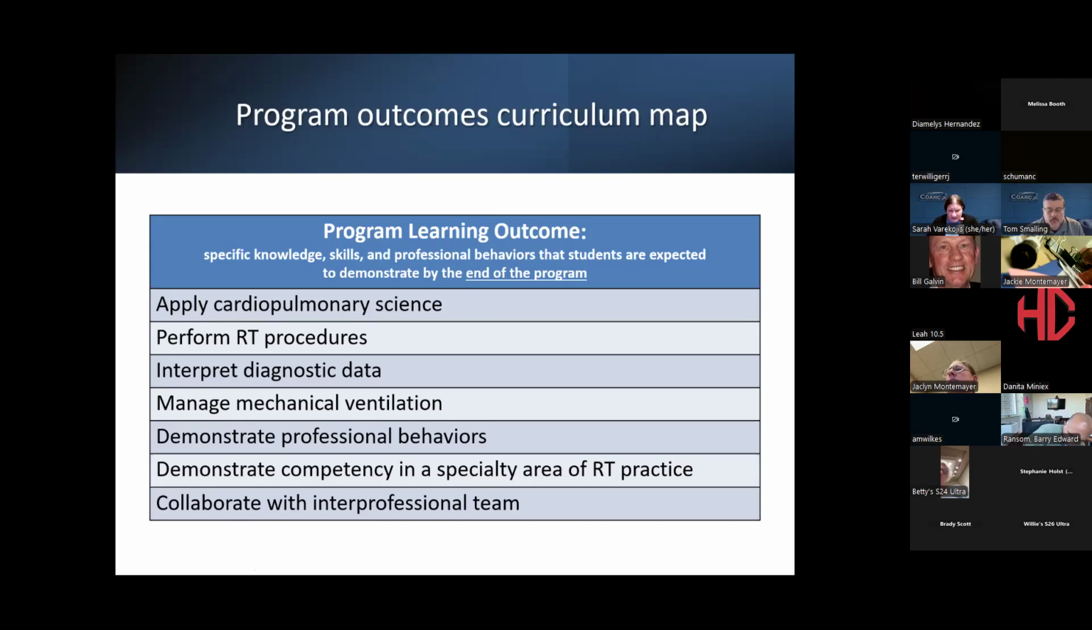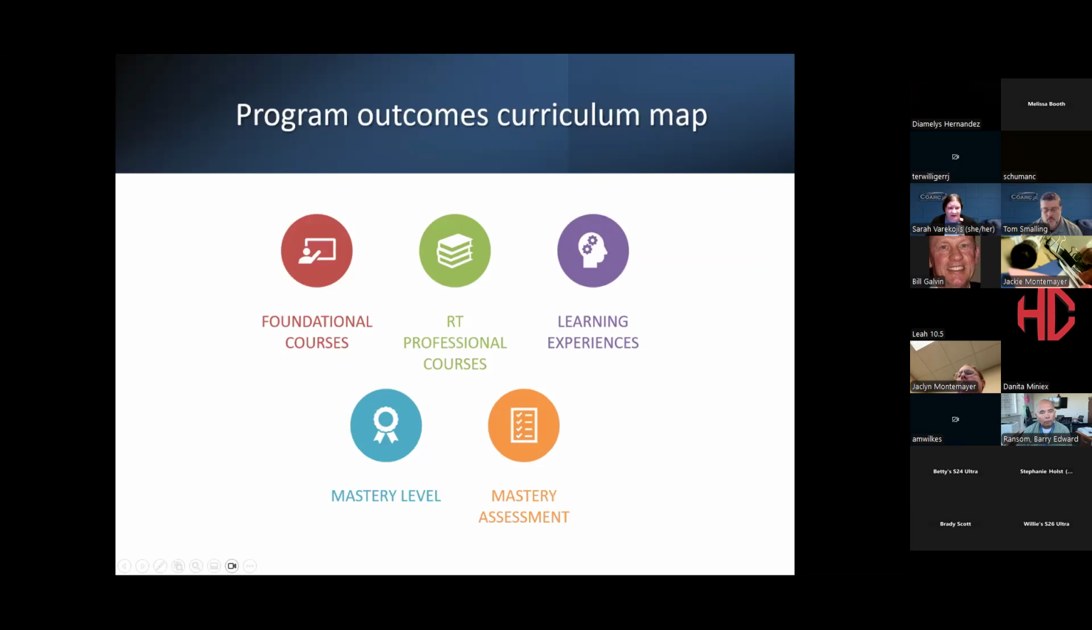These also all start with action verbs. Again, carefully choose your words when you're developing your program outcomes, just like you do when you're developing your list of competencies, so that you set yourself up for success for assessment, evaluation, and ongoing curriculum improvement. So choose your words very carefully. So the first column becomes our learning outcomes.